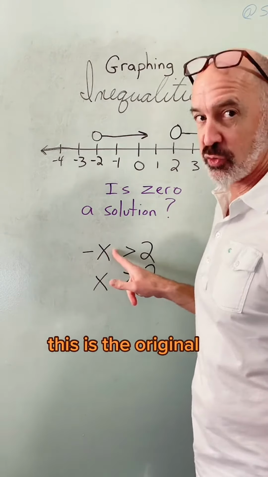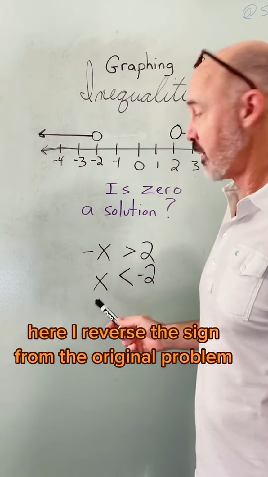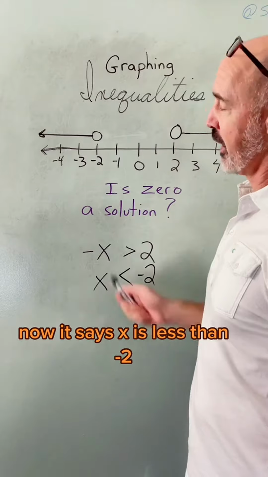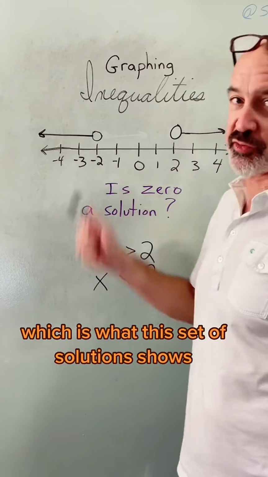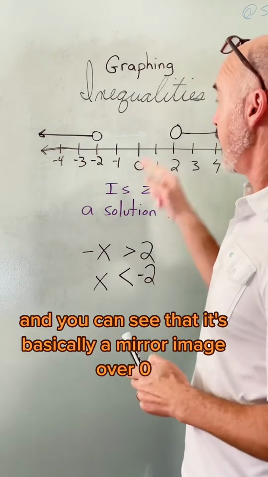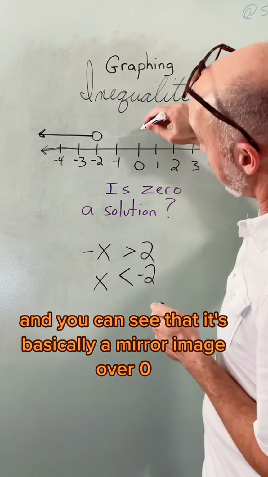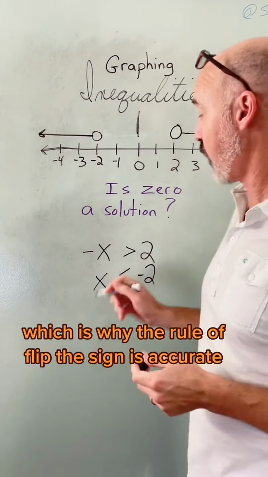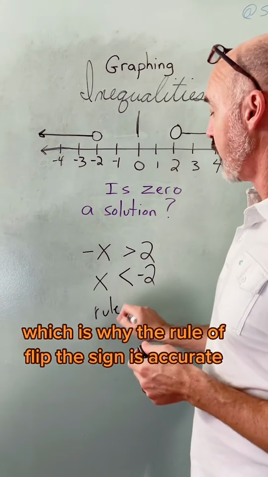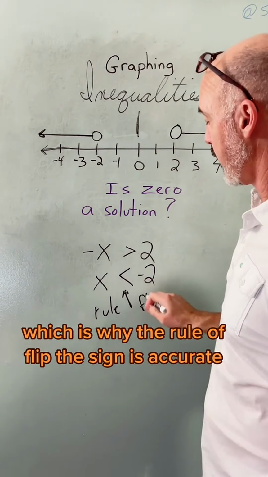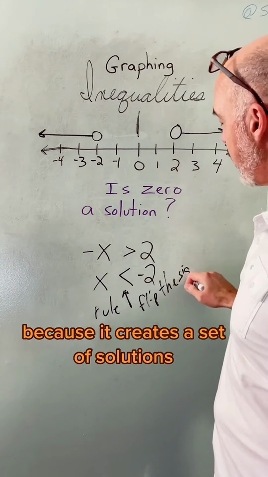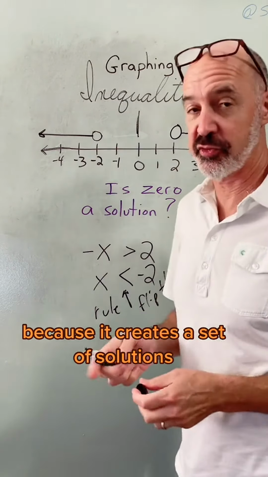This is the original. Here I reverse the sign from the original problem. Now it says x is less than -2, which is what this set of solutions shows. And you can see that it's basically a mirror image over 0. It's flipped, which is why the rule of flip the sign is accurate, because it creates the set of solutions.